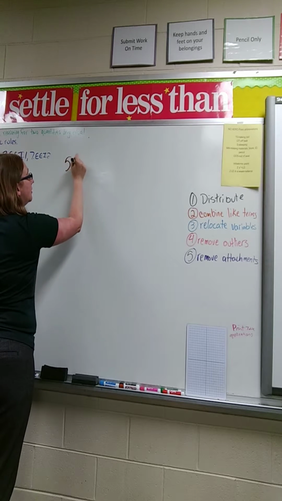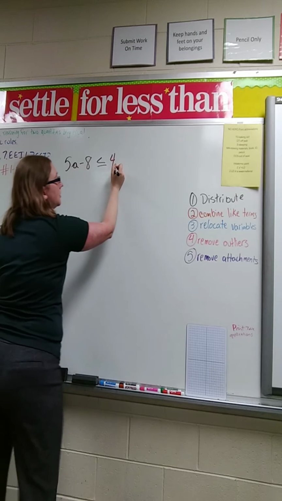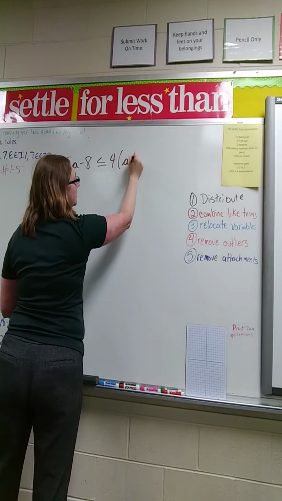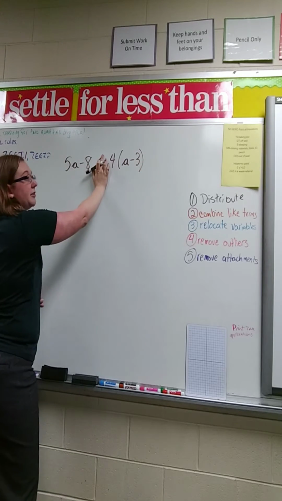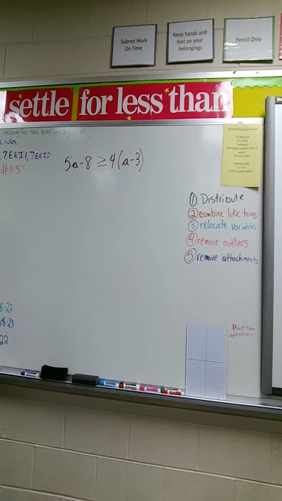5a minus 8 is greater than or equal to 4 parentheses 8 minus 3. You said is greater than? Okay. Did I write it correctly? Where does the word greater than come from? There it is. For example 5? Oh. I wrote down example 3. Gotcha. We're on example 5.